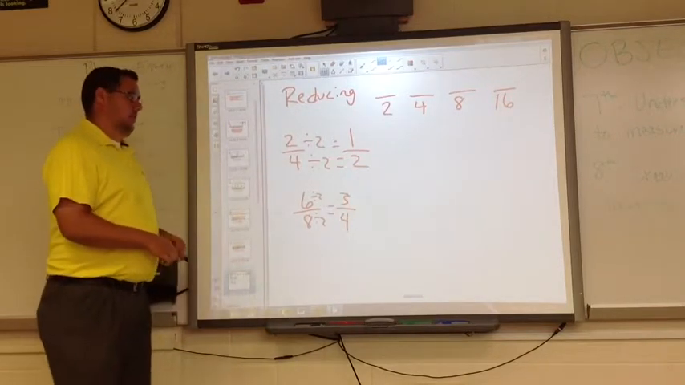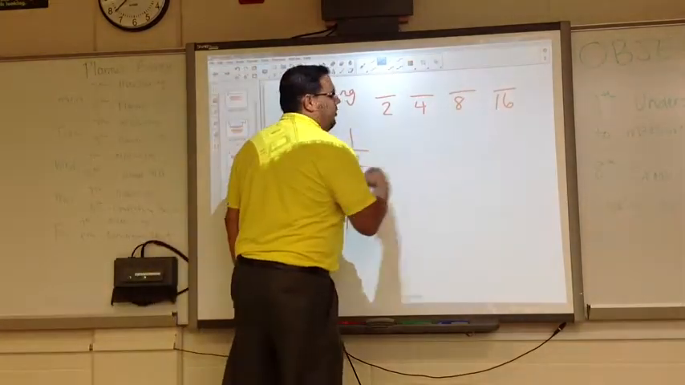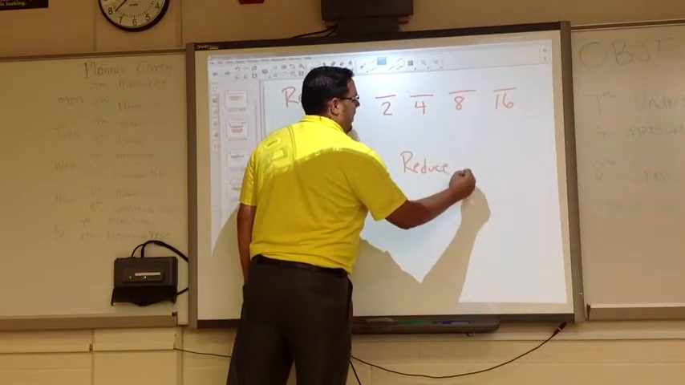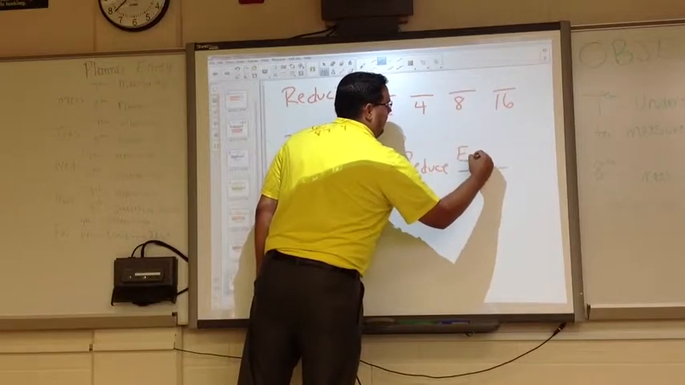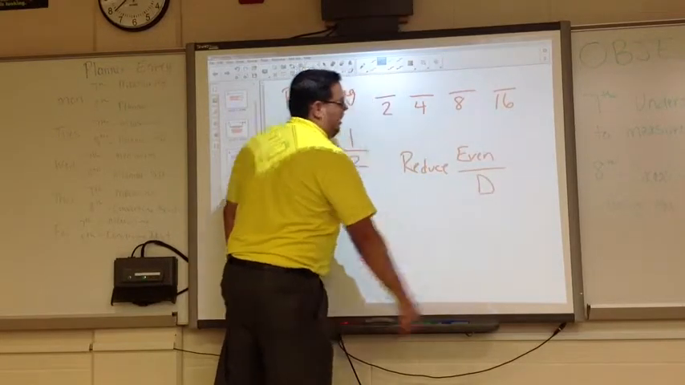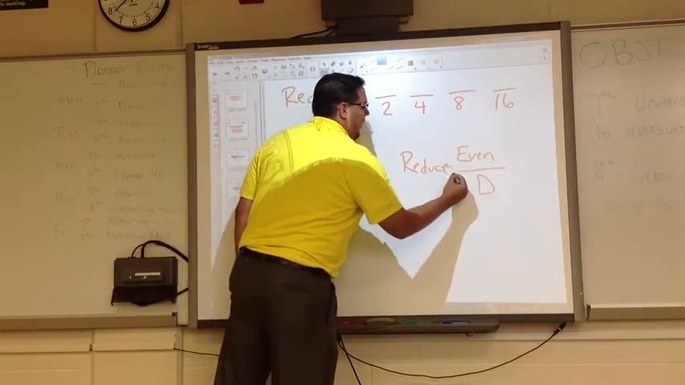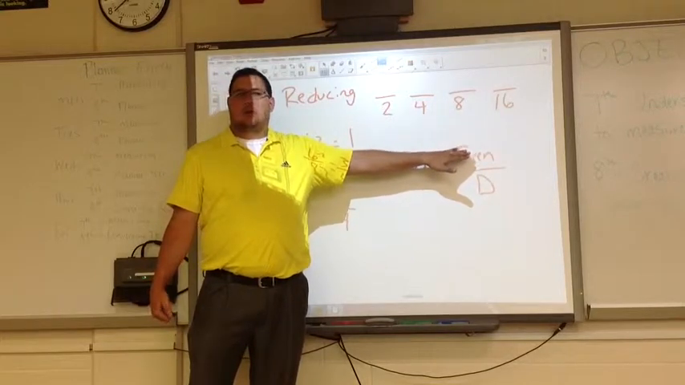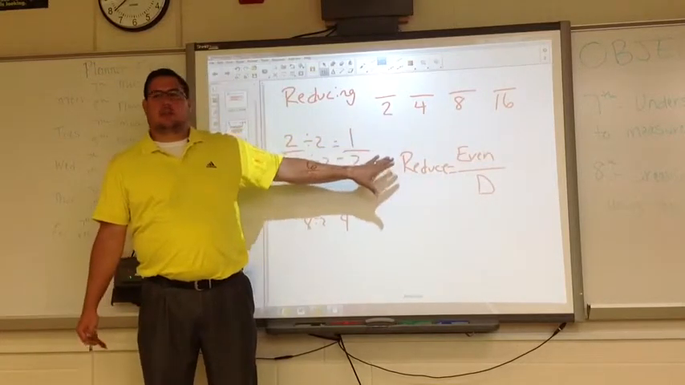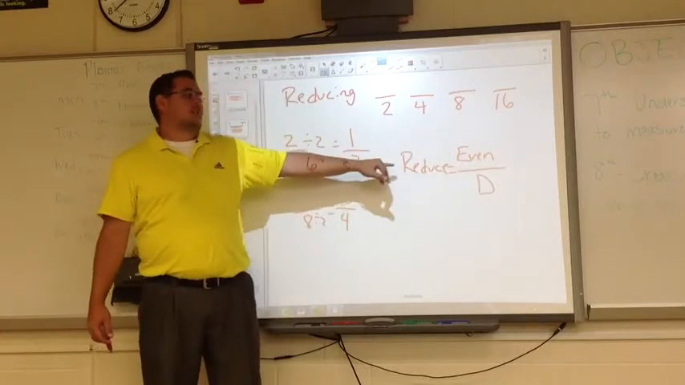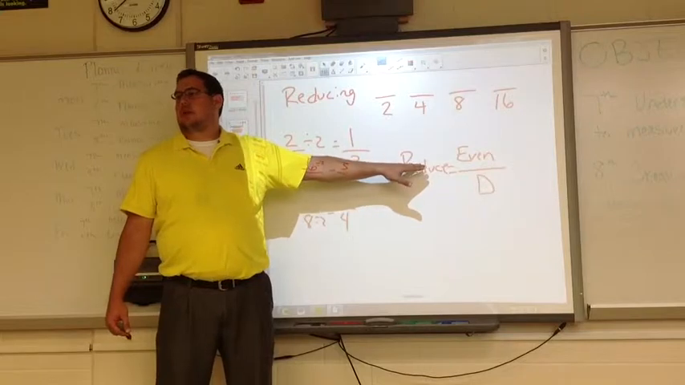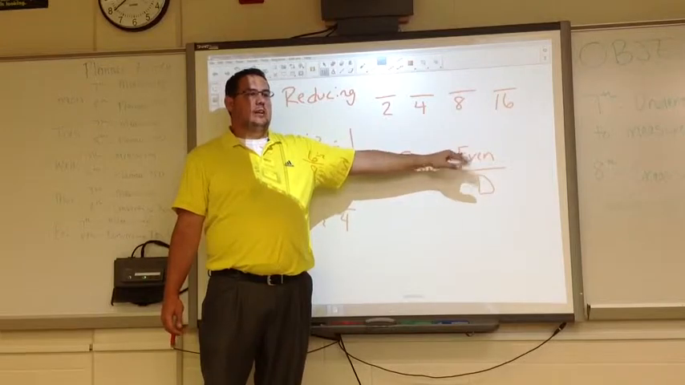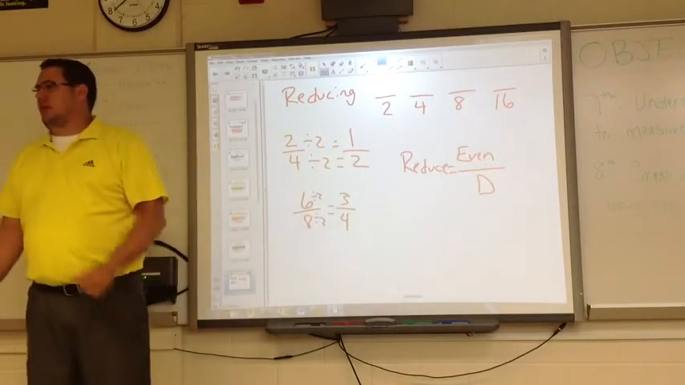The best way to do this, and I would want you to write this down on your paper, is when we reduce, the numerator is even over our denominator. So anytime we have an even number as our numerator, we reduce. Does that make sense to everybody? This part right here is our reduce. This is how we know we need to reduce. If the denominator is always even, our numerator is going to be even. That means we reduce.